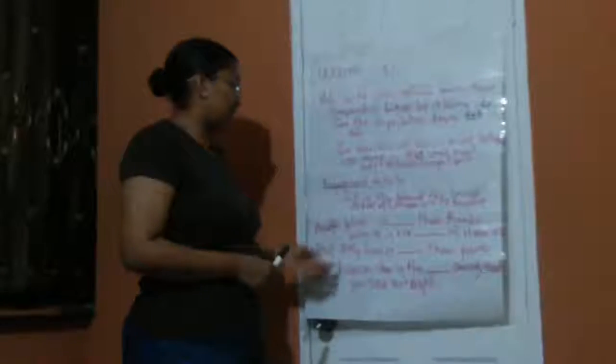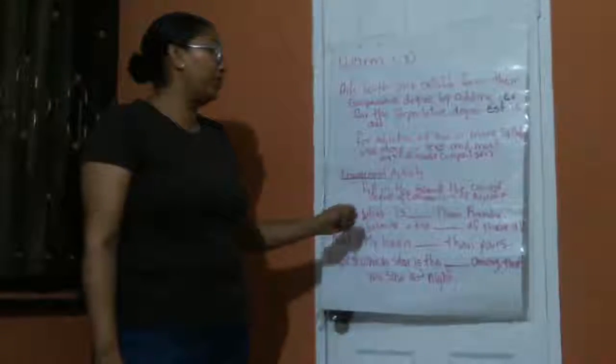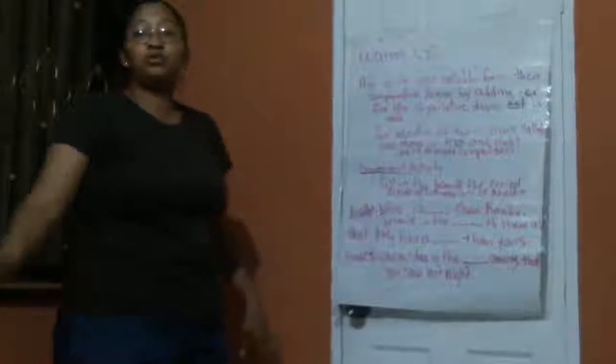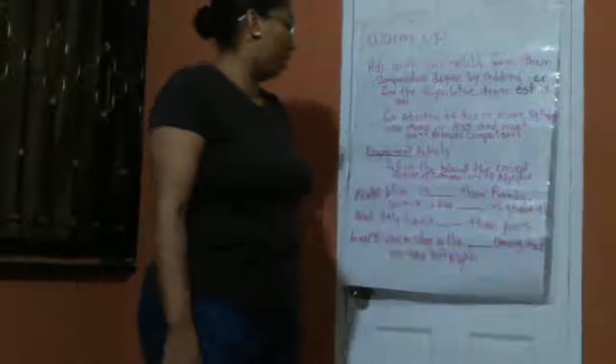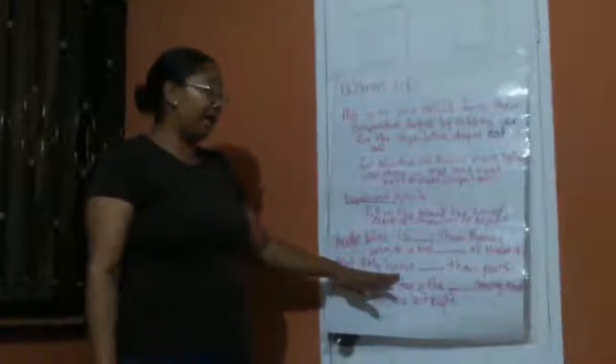Now, let's go to the engagement activity. We have sentences. I'm going to ask you to fill in the blank the correct degree of comparison of adjectives. So we have the first sentence. Read after me. Julius is blank than Randy. Good. Jasmine is the blank of them all. And then we have the second one, it says, my hair is blank than yours.